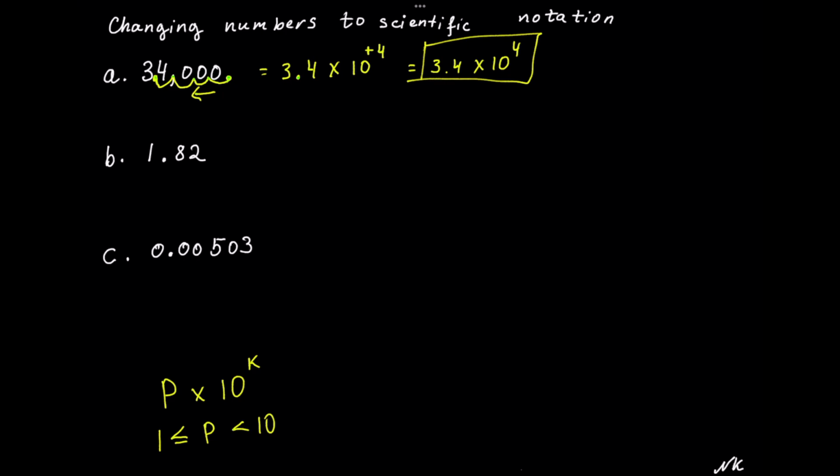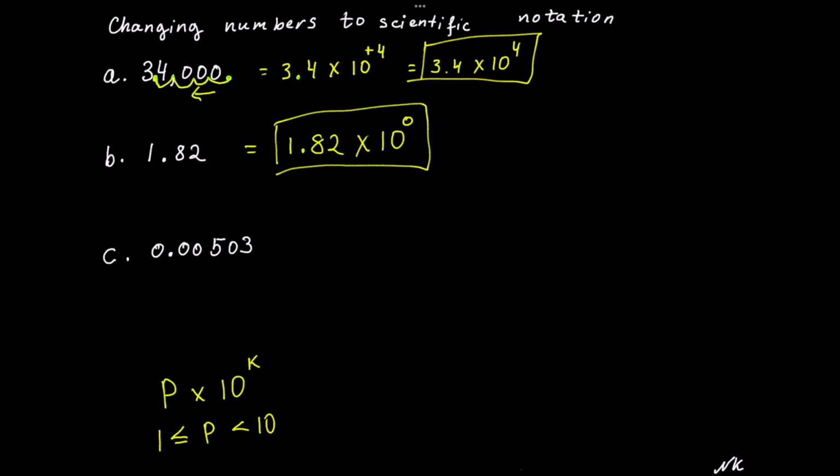In example B, we need to change 1.82 into scientific notation. The number is already between 1 and 10, so we do not need to do anything. This is equal to 1.82 times 10 to the power of 0. Since we do not need to move the decimal place, we moved it 0 times. 1.82 times 10 to the 0 is our solution.